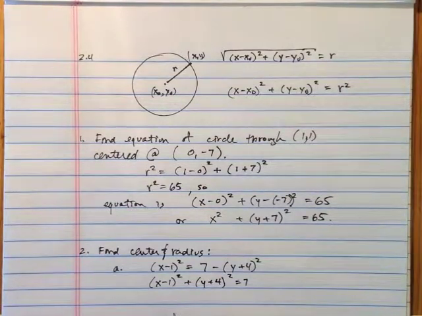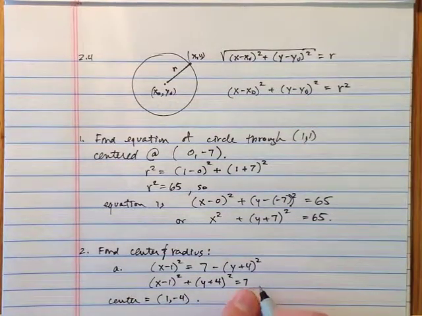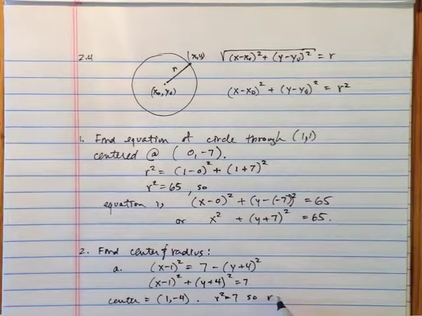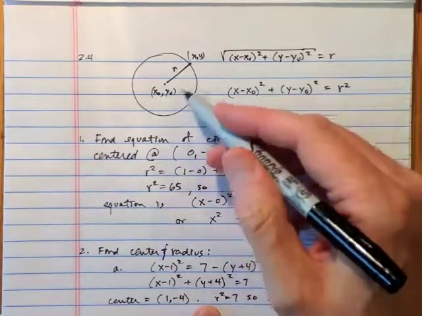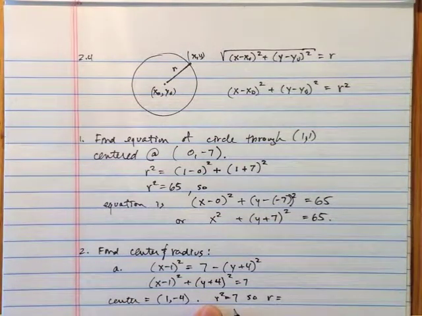So what's the center? The center is the point whose x and y coordinates I see being subtracted from x and y here in this equation. The center is 1, -4. And that's r squared. So what's r? Well, r is a distance. So even though there are two numbers whose square is 7, I'm not interested in the negative one. R has got to be the positive square root of 7. That's exactly what that symbol means. The radical 7 means the positive root of 7.